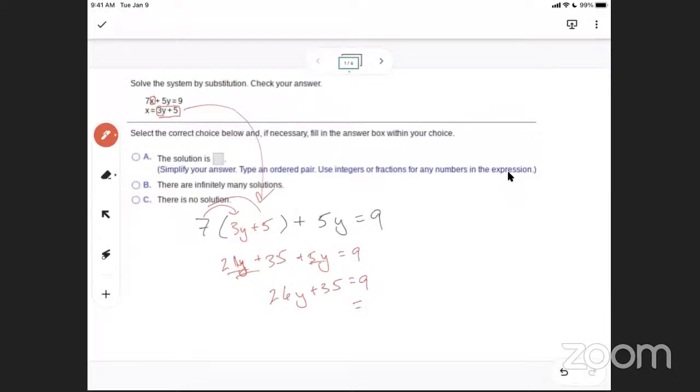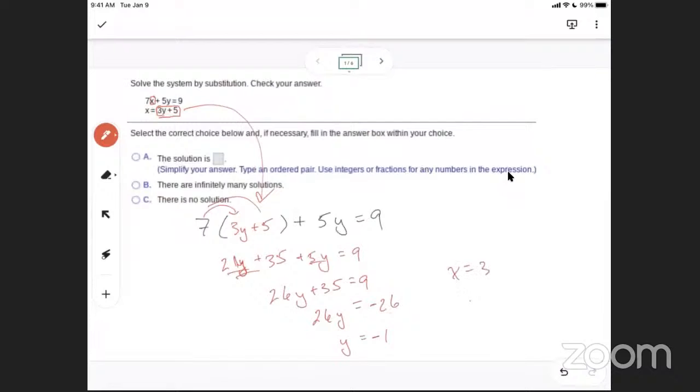Subtract 35 from both sides. You get negative 26. Well, how convenient. 26y equals negative 26, which means y equals negative 1, divide both sides. So y equals negative 1. Now I'm going to plug that back in to that second equation, or the first, but the second's easier, to find out what x equals.